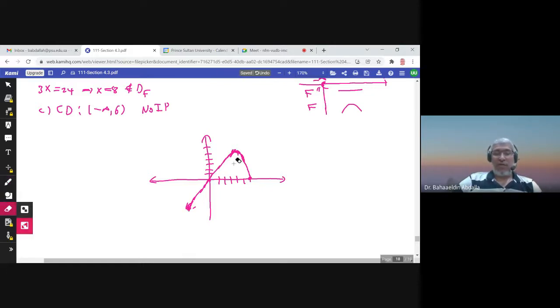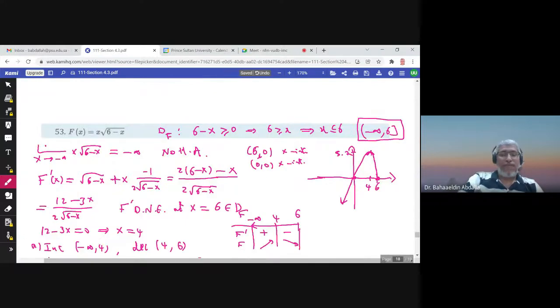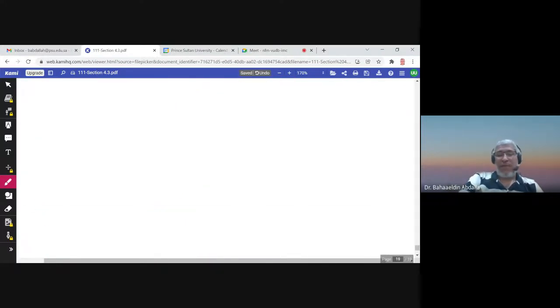You know, concavity is the art when you draw the graph, to be accurately concave down. So this is the graph of the function capital F of x. The last example, I believe, would be this one.